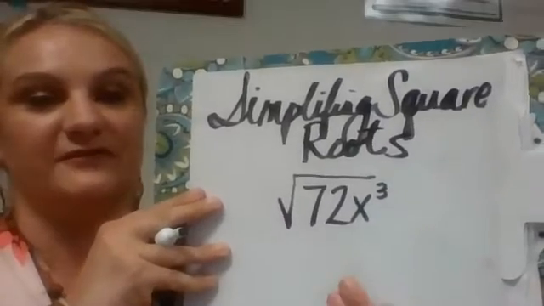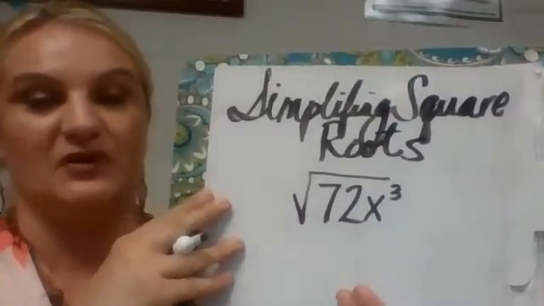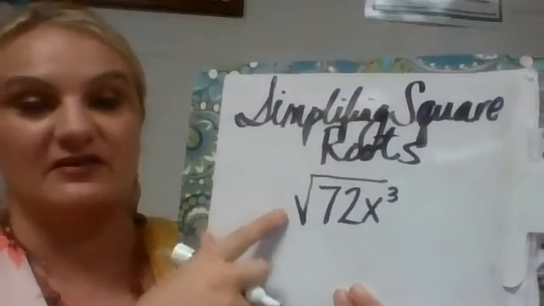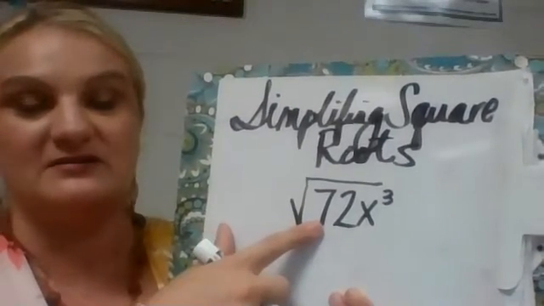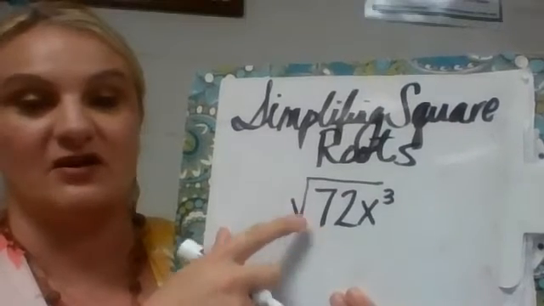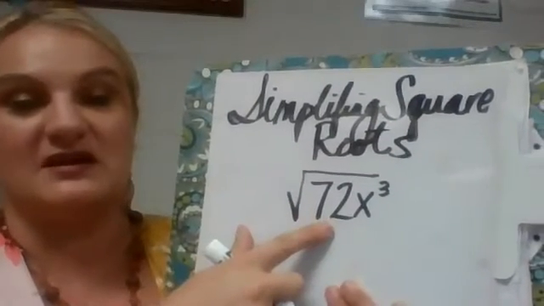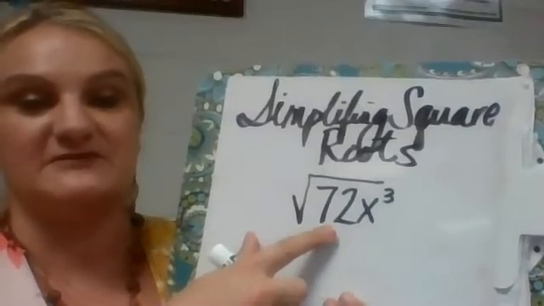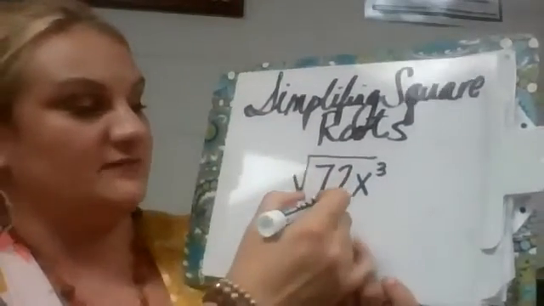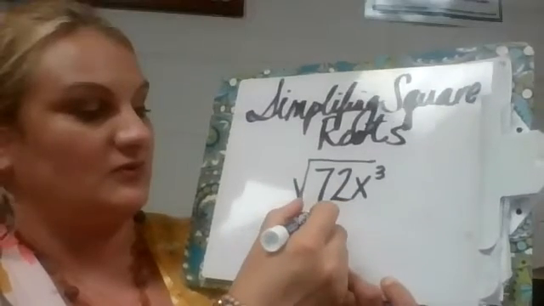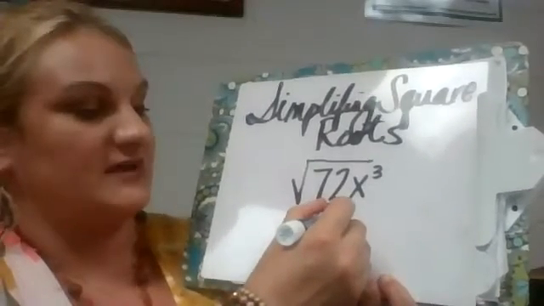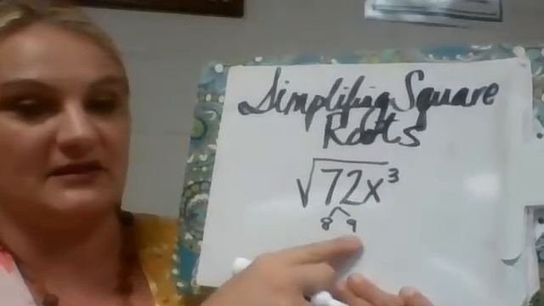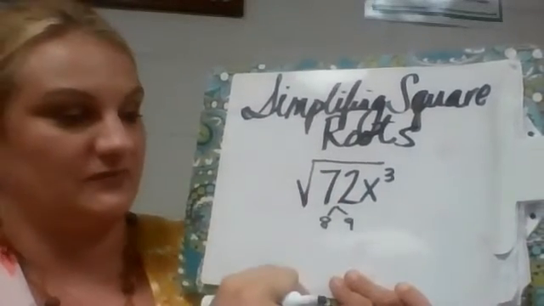Okay, so we're simplifying these square roots, right? The first thing that we need to notice is that this radicand, which is inside our radical, is not a perfect square root. If it's not a perfect square root, then we have to factor it. So we can factor 72 by saying, what multiplies to get to 72? Well, 8 and 9 multiplied to get 72.